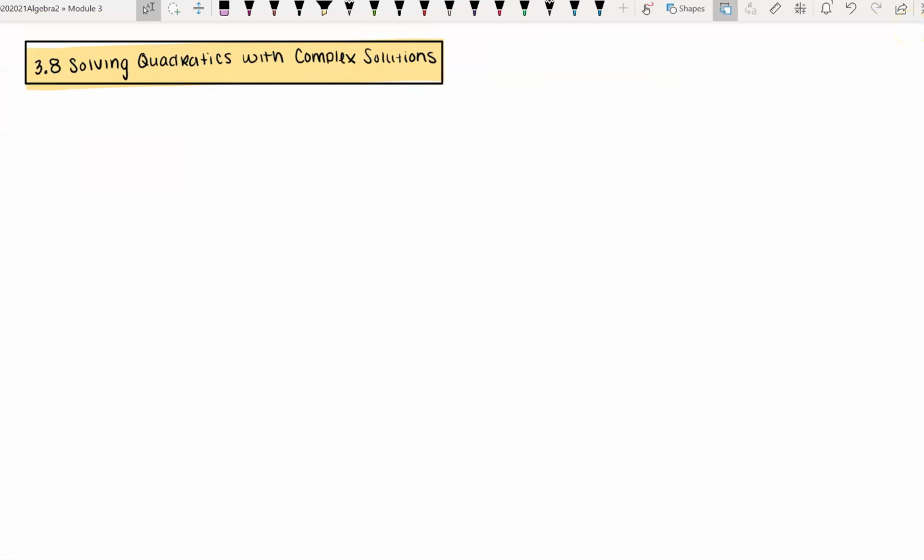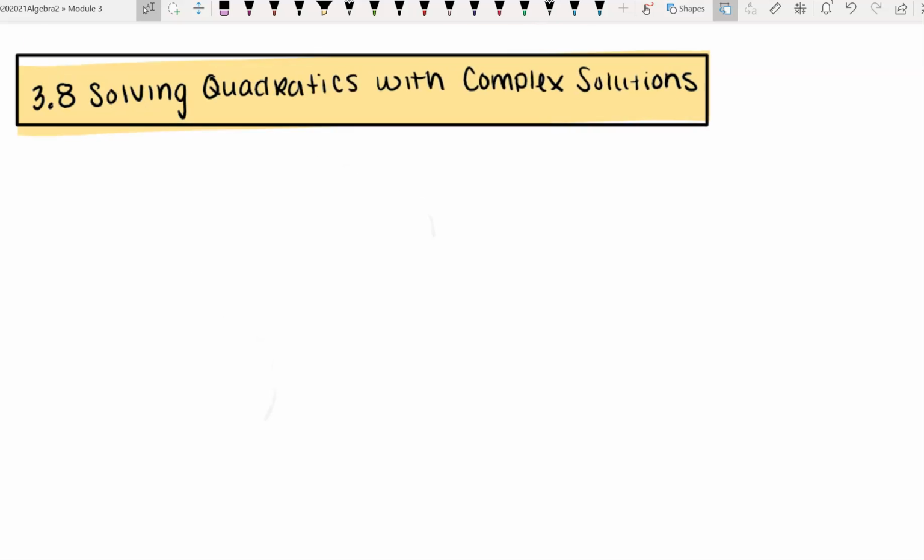All right, on to 3.8, solving quadratics with complex solutions. So heads up, this is exactly the same as what we did in the last section. The only difference is that we're going to get a different type of root in our answer. So let me start with this question right here.